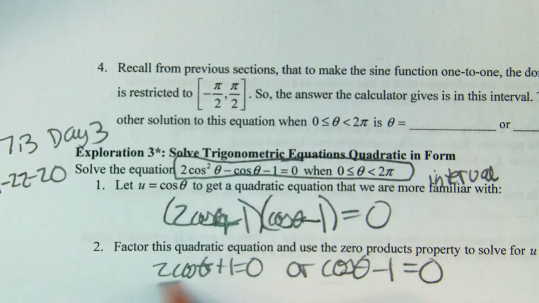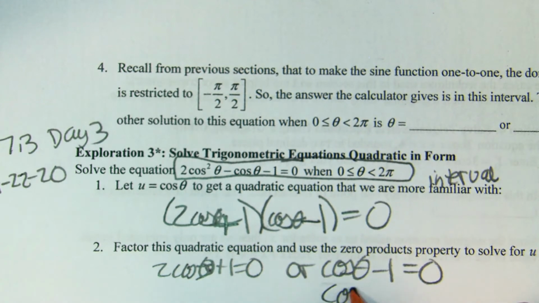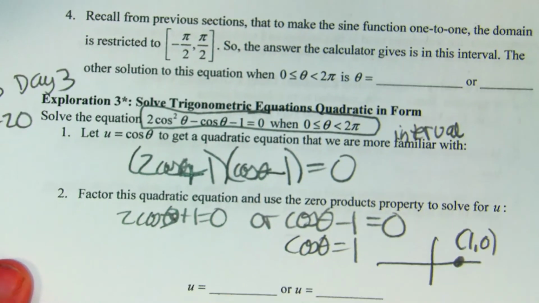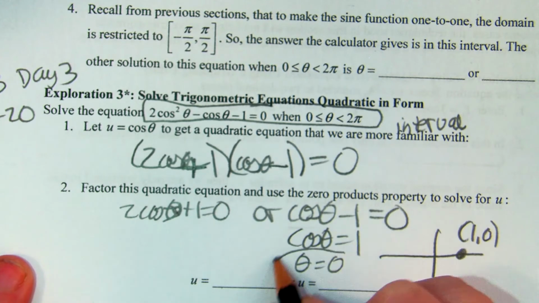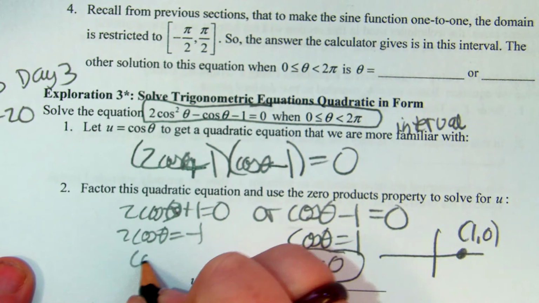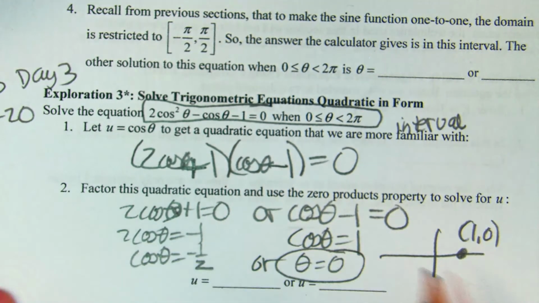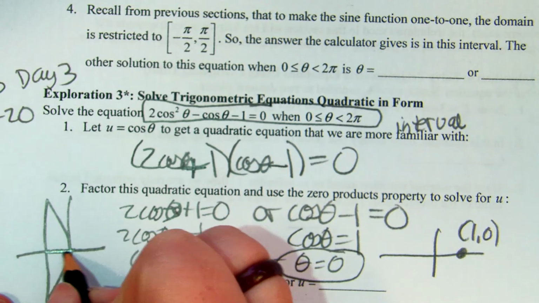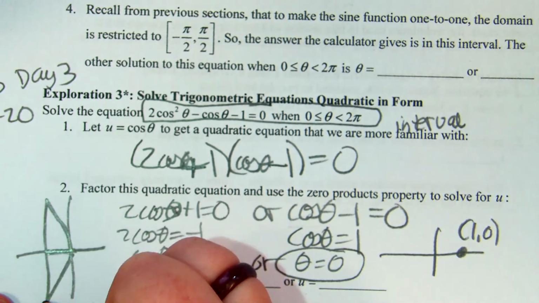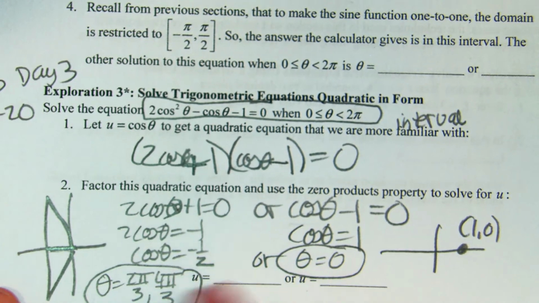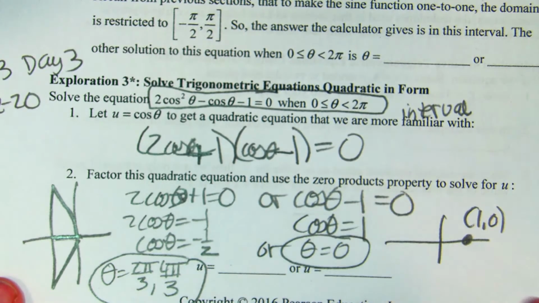Instead of an x for a variable, we have cosine theta for a variable. So cosine theta equals 1. When is cosine 1? Right there at 0. 0 radians. 2 cosine theta equals negative 1. Cosine theta equals negative 1/2. So cosine is the x. It's short, it's negative, left, 1/2. This is 2 pi over 3, this is 4 pi over 3. It's important to know your unit circle. So those are the 3 answers between 0 and 2 pi for this problem.